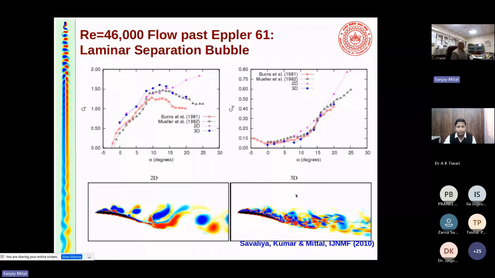So we did some calculations for an Eppler airfoil, and to cut a long story short, if you do 2D calculations, you don't see a stall at all. Okay, and these are some 3D results. But if you do a 3D calculation, which is the blue line, then you are able to see the stall. So the flows are very different, the 2D and 3D flows. So just to show you that you have to do 3D calculations to generate reasonable answers.